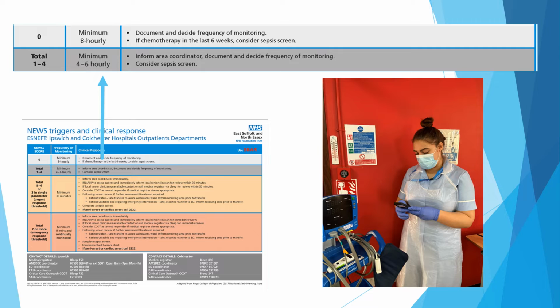the low NEWS score. If the NEWS 2 score is between 1 and 4, observations are done 4 to 6 hourly. The area coordinator is informed and they will assess the patient and decide if they need to increase the frequency of monitoring or if they need to escalate. A sepsis screen can be considered.